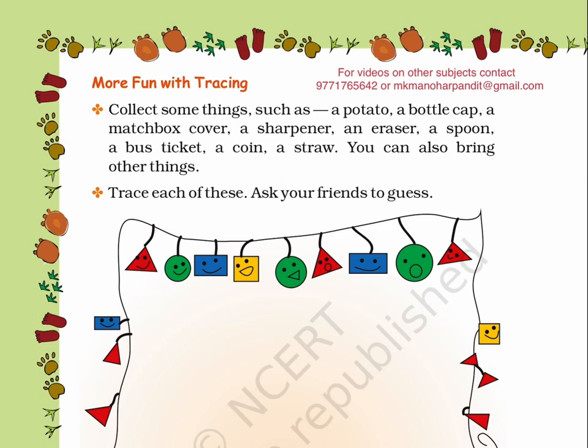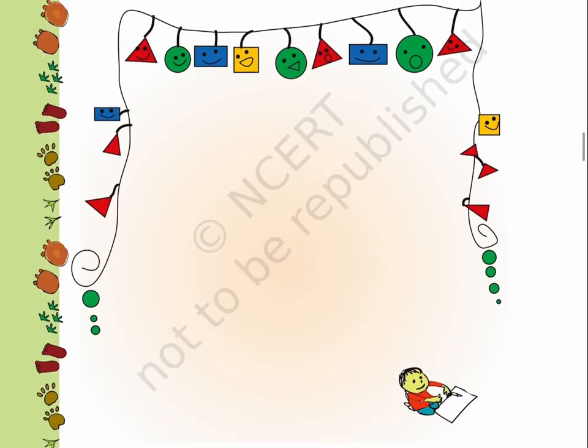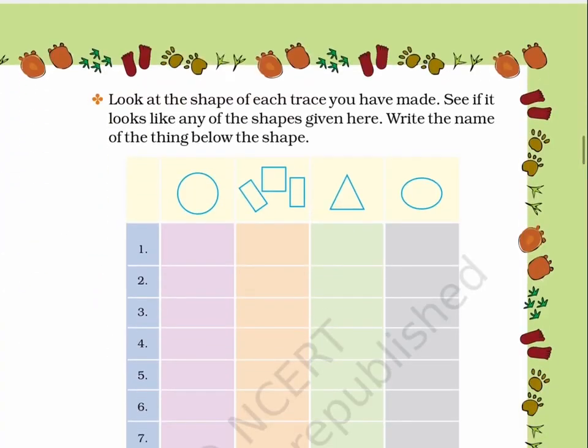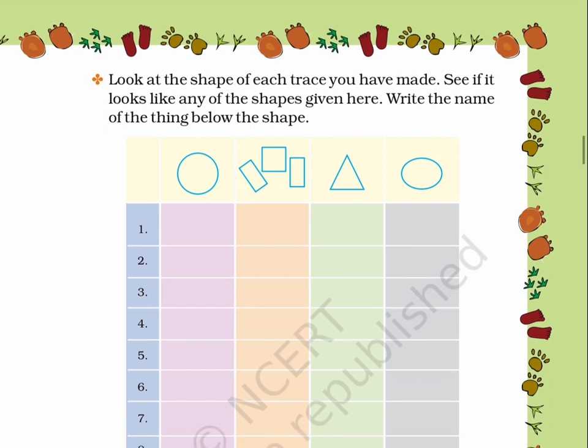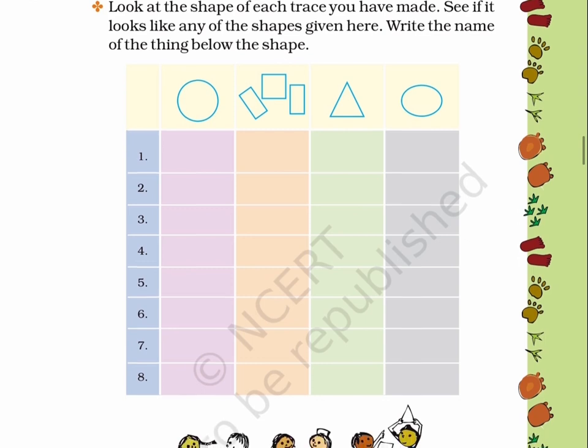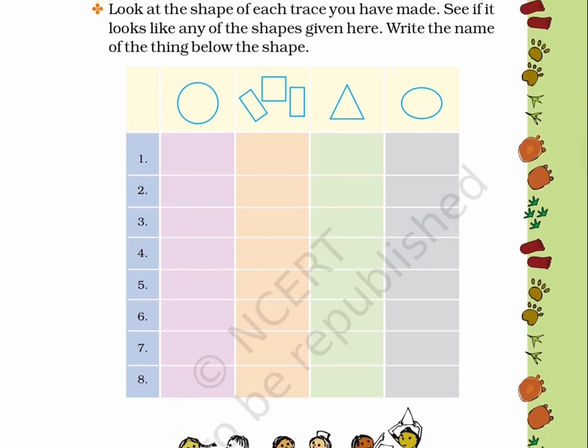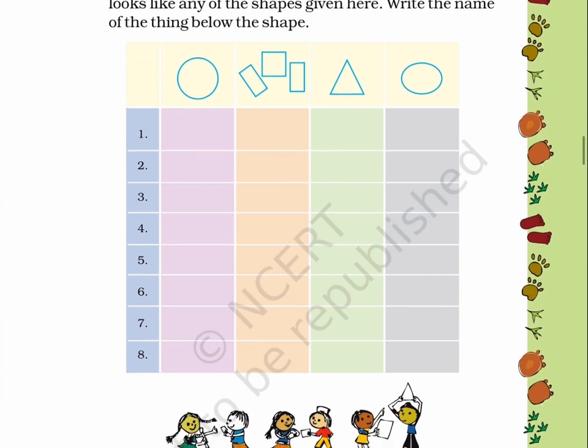Page 43. Look at the shape of each trace you have made. See if it looks like any of the shapes given here. Write the name of the thing below the shape. The shapes of circle, rectangle, square, triangle, and oval are given in the first row of the table. This table has 9 rows and 5 columns. Serial number is written in the first column.